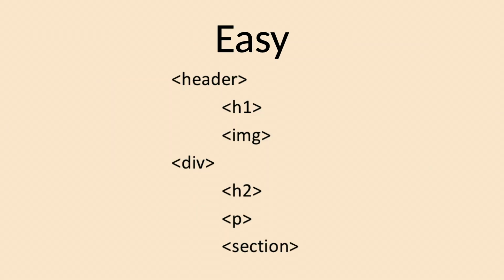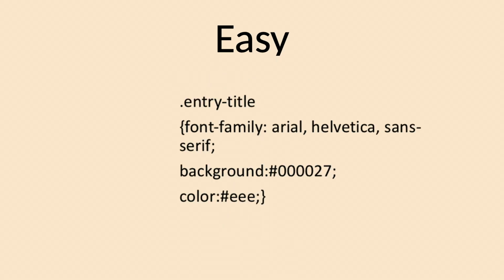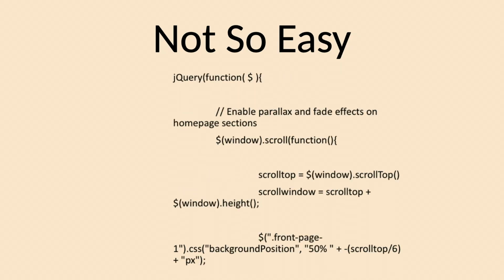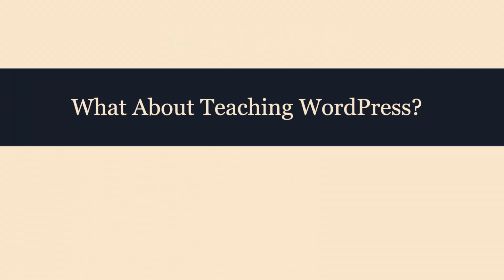And here's an example. This is an easy pattern for me to understand. It's very predictable. Open tags, close tags. This is also pretty easy for me to understand, the syntax. And this is not so easy. This is getting harder for me to understand. And this is even harder. The more creative the code can be, the harder it is for me to understand. So it's one of the reasons why I never could teach JavaScript.